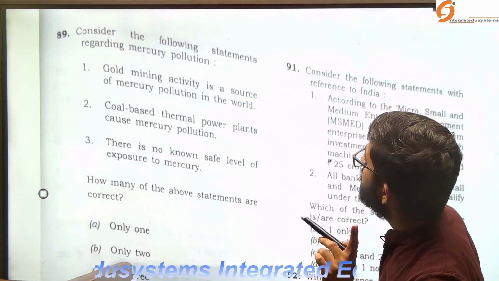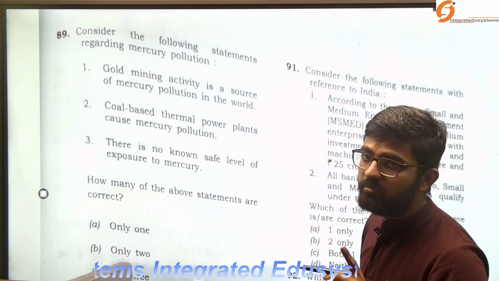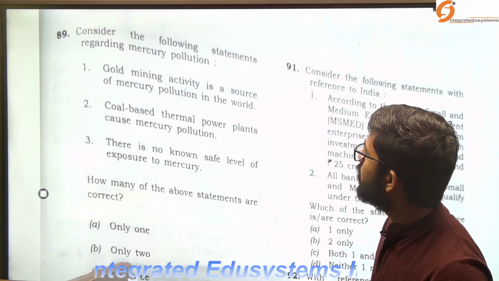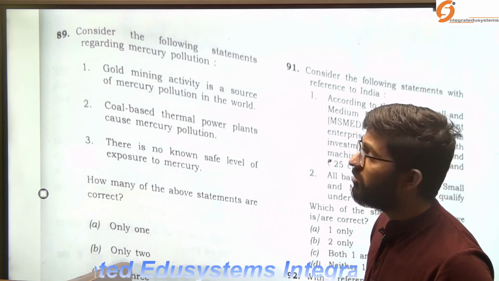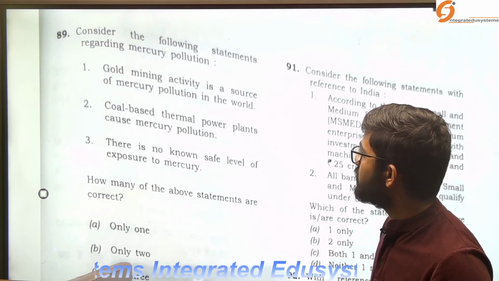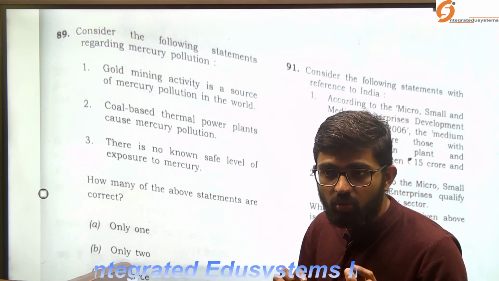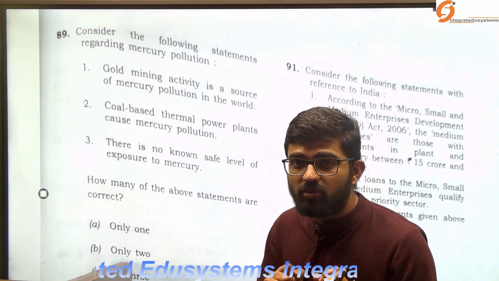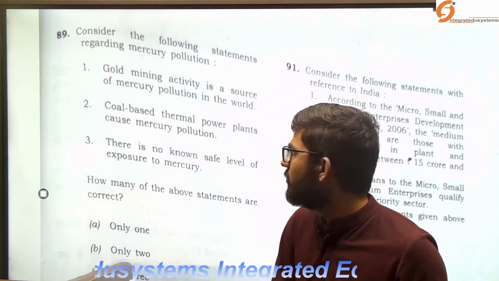89. Consider the following statement regarding mercury pollution. Gold mining activity is a source of mercury pollution in the world. Yes, it is one of the sources. Coal-based thermal plant causes mercury pollution. See, in coal, there is a mercury element also. Somewhere, even in minute amounts, but it does.